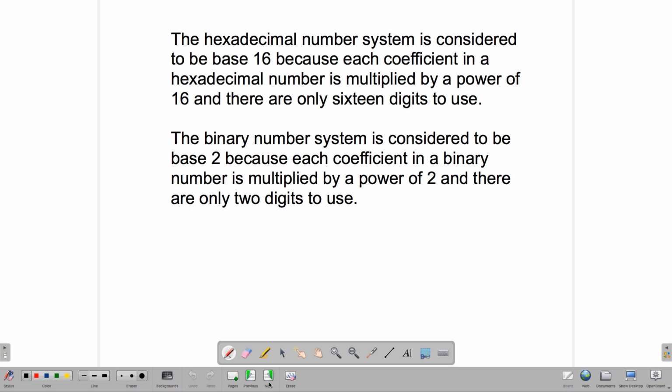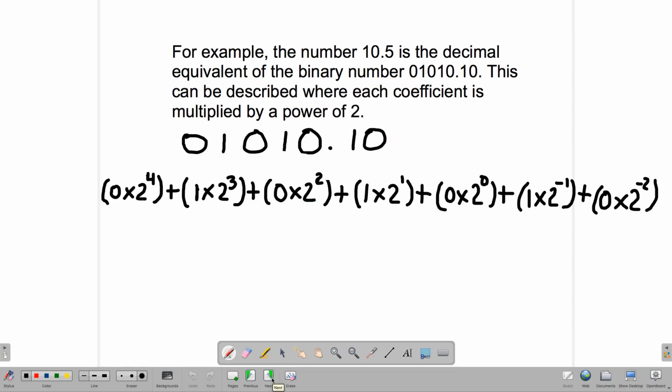And the binary number system is considered to be base 2 because each coefficient in a binary number is multiplied by a power of 2. And there are only 2 digits to use. For example, the number 10.5 is a decimal equivalent of the binary number 01010.10. This can be described where each coefficient is multiplied by a power of 2.